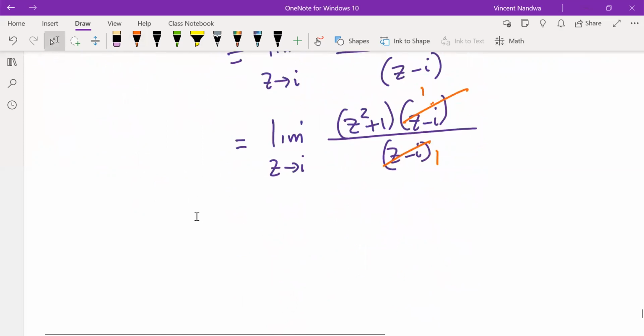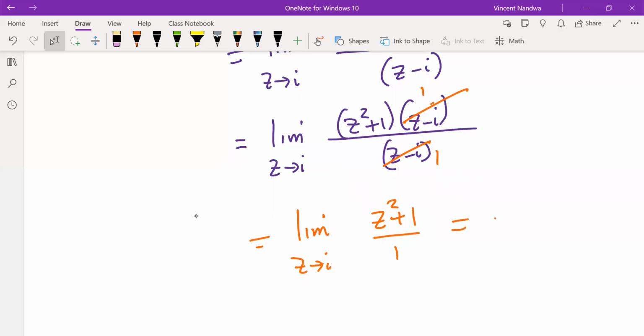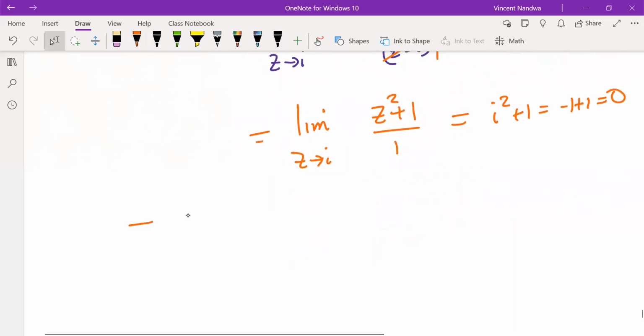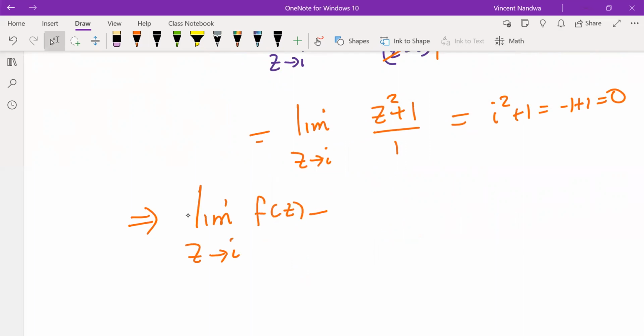So we have limit as z approaches i of z squared plus 1 over 1, which will be i squared plus 1, which is −1 plus 1 equals 0. So we see that the limit as z approaches i of f of z is 0.